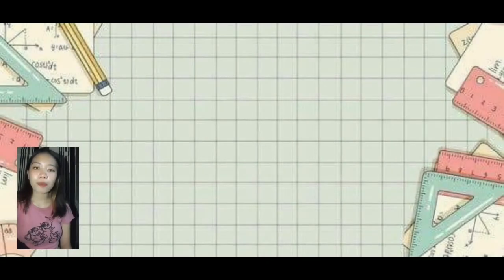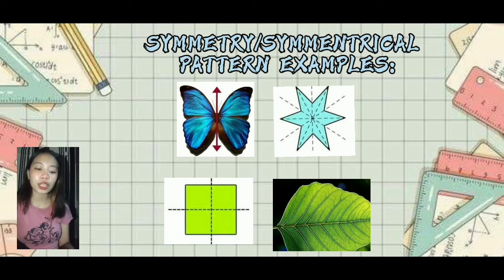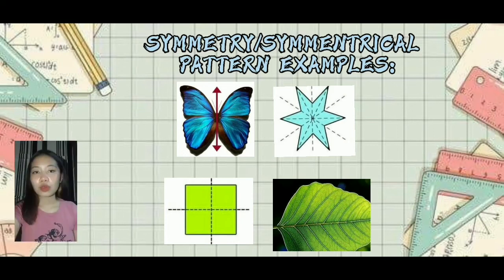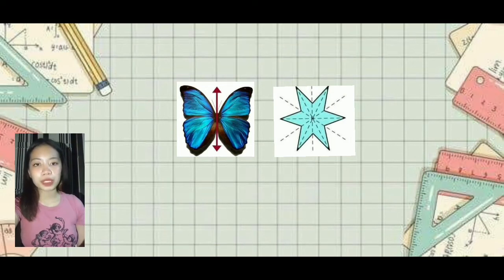For this video, we have types of patterns. First is symmetry, or symmetrical pattern. A symmetrical pattern is a design or pattern that is identical on both halves when folded. You may notice that when this butterfly is folded, it will be identical, just like the other example presented.